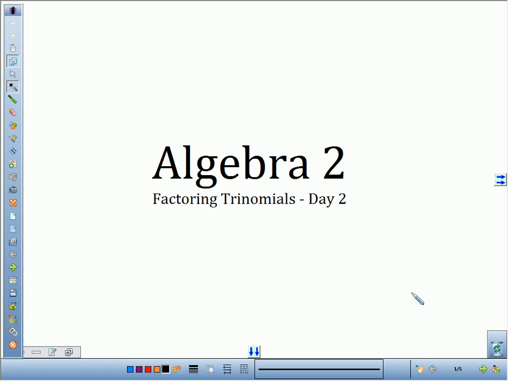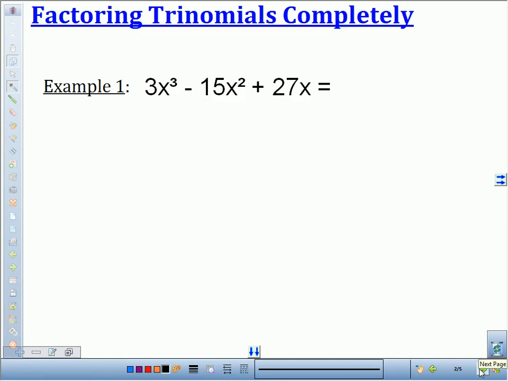Alright, these are the notes for Algebra 2. We're dealing with factoring trinomials, and this is day 2 of factoring trinomials. Now the difference between what we did in day 1 and what we're going to do in day 2 is actually very small. Basically, we're going to look at a few examples of times when you can't factor a trinomial, and we're also going to look at factoring out a greatest common factor before you do the box method to factor.